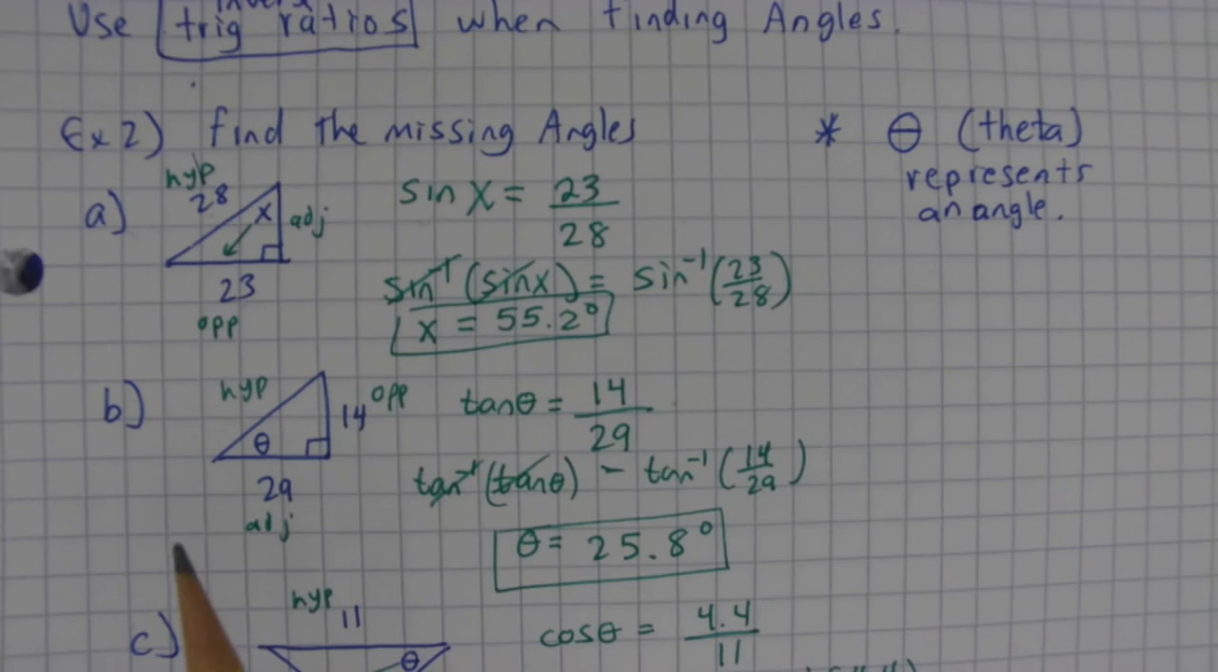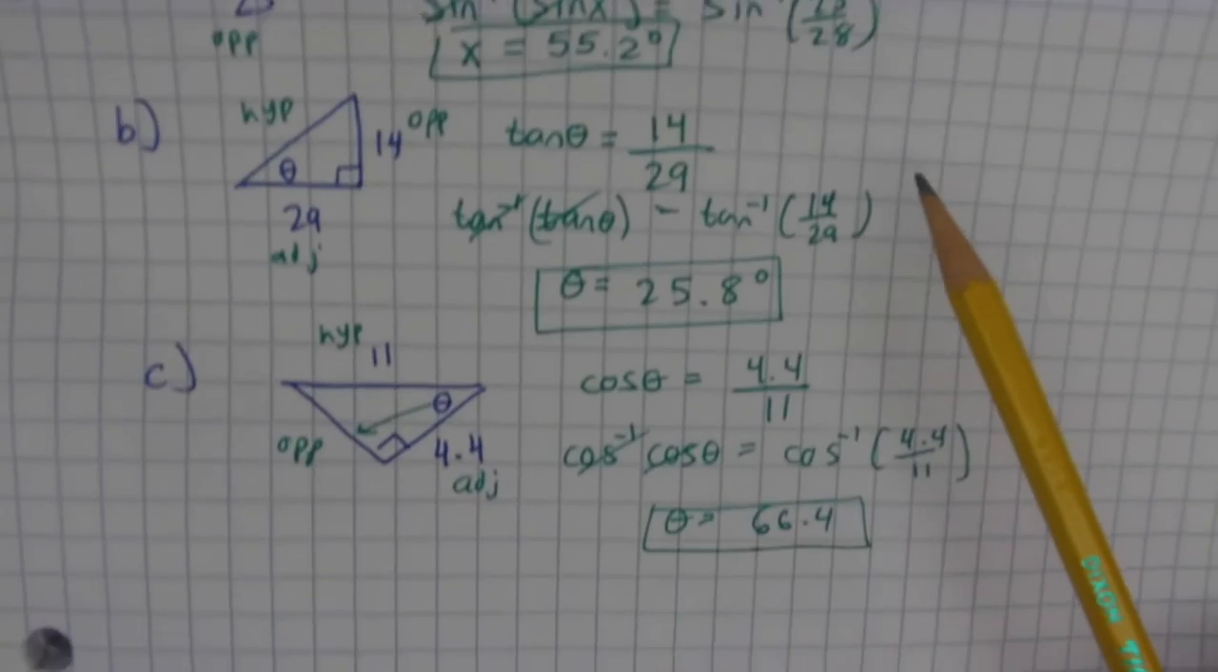All right. Letter B, same thing. You're going to label the triangle. And then in this case, we have opposite over adjacent, which is the tangent of 14 over 29. Inverse tangent of both sides. Use the calculator, and you get 25.2.